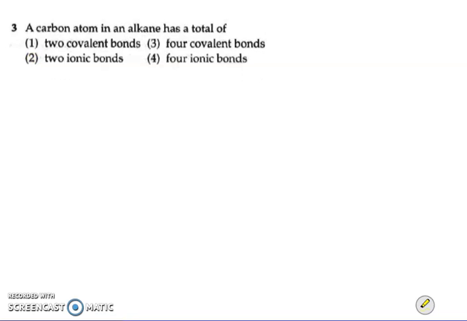Number three, a carbon atom in an alkane has a total of, so for this one, you need to look at the carbon atom, and when you look at the carbon atom, its electron configuration is 2-4. So carbon is 2-4. It wants to achieve a stable octet, so in order to do that, it's going to need to bond in order to get this number to be 8. So what must you do? And you remember, you're doing two non-metals.